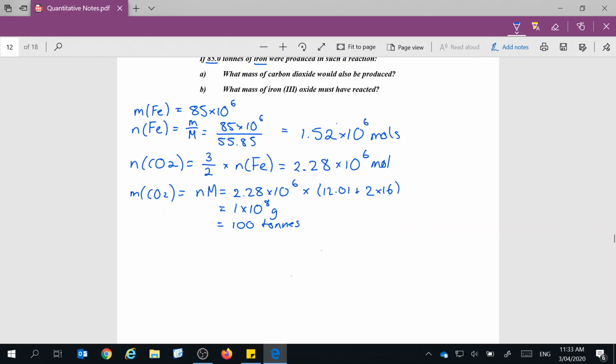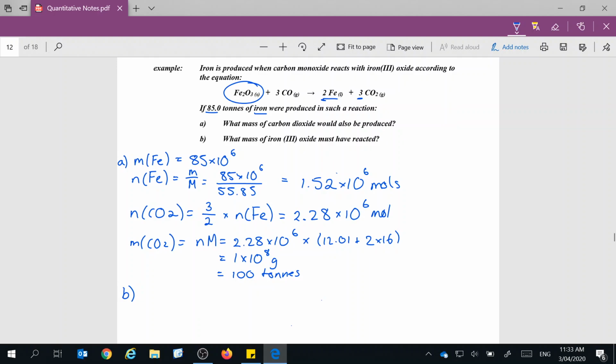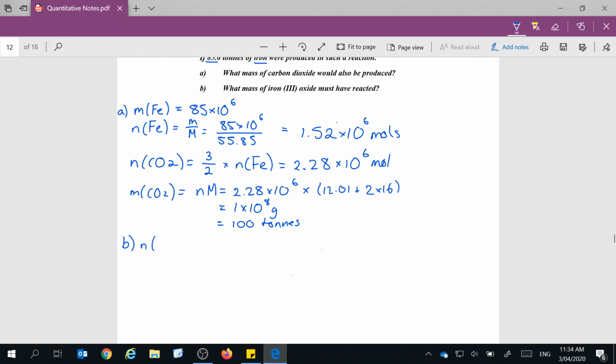Next, B. So that's part A. Part B. What mass of iron 3 oxide must have reacted? So now I want to find the mass of iron 3 oxide. So I needed half as much of iron 3 oxide as the amount of iron that I got. So that's my ratio of iron 3 oxide to iron. So the number of moles of iron 3 oxide is the number of moles of iron times a half as much according to the ratio. So 1.52 by 10 to the 6 times a half gives me 7.60 by 10 to the 5 moles.